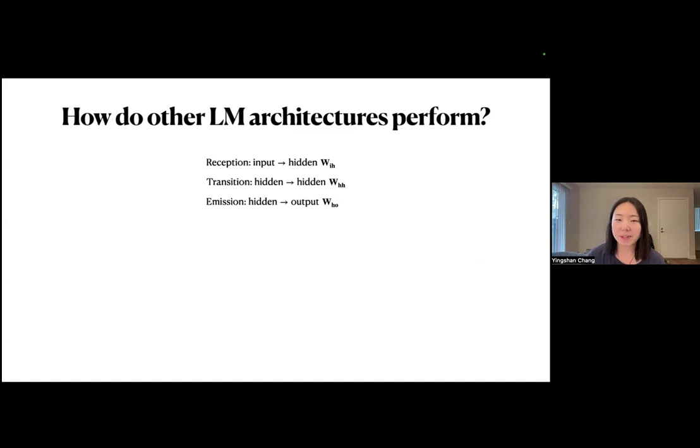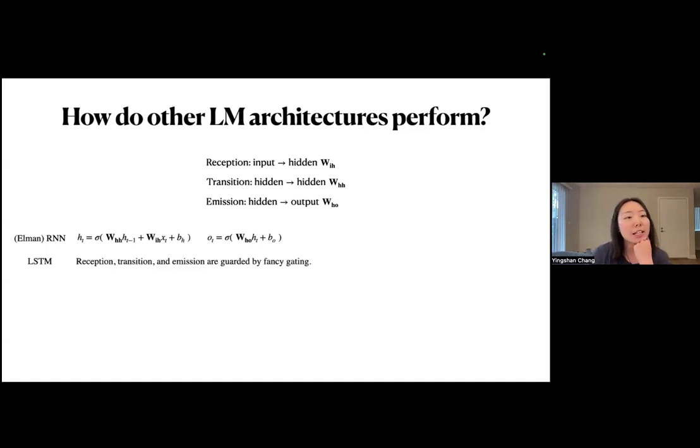There are three components lying at the heart of a recurrent model. They are reception, transition, and emission. Reception converts the input to the hidden states. Transition updates the hidden state, and emission converts hidden state to output. So for a classic RNN, it implements all these three steps as matrix multiplications followed by nonlinear activations. And LSTM is basically the same, except for some fancy gating mechanism.